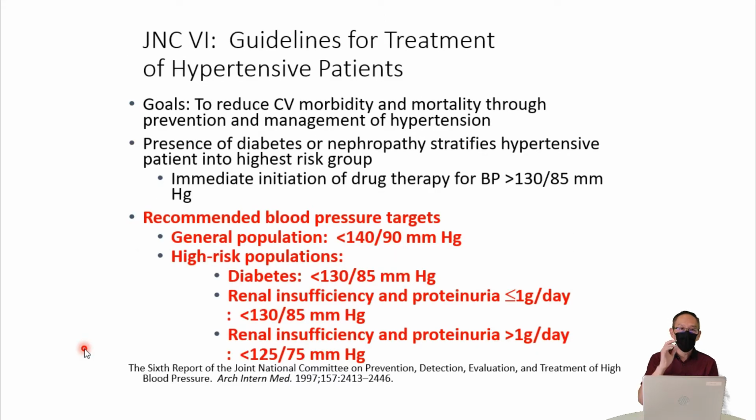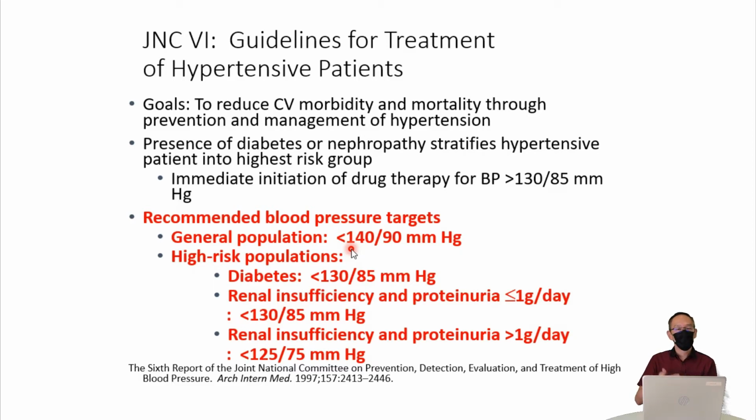And what level should we bring the blood pressure down to? Many years ago, we looked at the 1997 recommendation. They categorized in even more detail. For example, for the general population, we should target 140/90. For high-risk populations, for example those with diabetes, we aim for 130/85. For kidney failure with proteinuria less than 1 gram a day, we target 130/85. But for those with kidney problems with heavy protein leak, or proteinuria more than 1 gram a day, we target even lower, 125/75 millimeters of mercury.